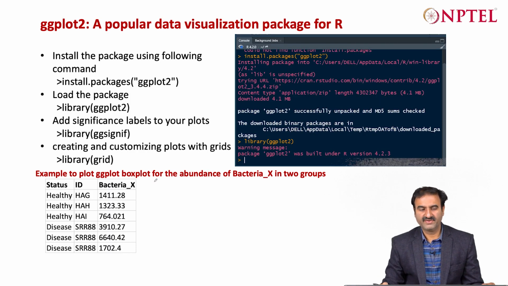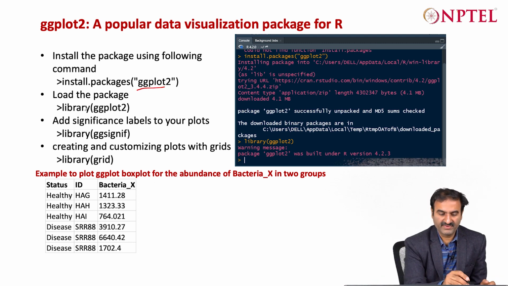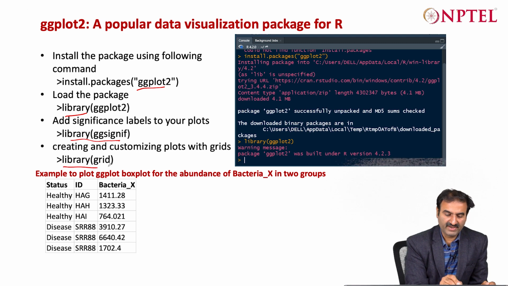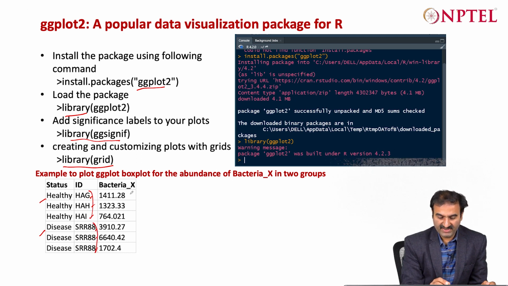And like this is ggplot2, another package, okay. Same way you can install it first, load the library, okay, and then add significance values, again load another library, right. And for creating a customized plot with grids, load another library, okay. Now this is a data type, you have defined the status, which is healthy and diseased, okay. So there are multiple samples, 1 2 3 4 5 6, 3 are healthy, 3 are diseased, okay. And you can see that the values are calculated for each sample, okay.